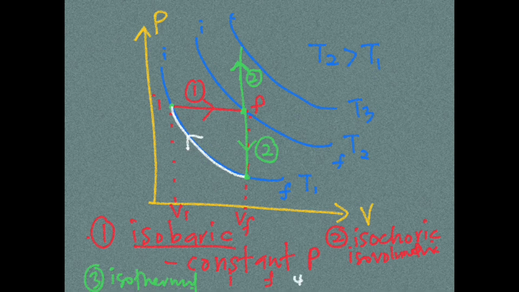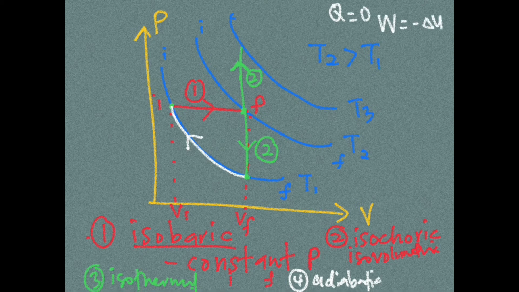And for the white line, it is isothermal. Isothermal means same temperature. So along the white line, which overlaps with the blue line, it is at the same temperature. So that is isothermal.